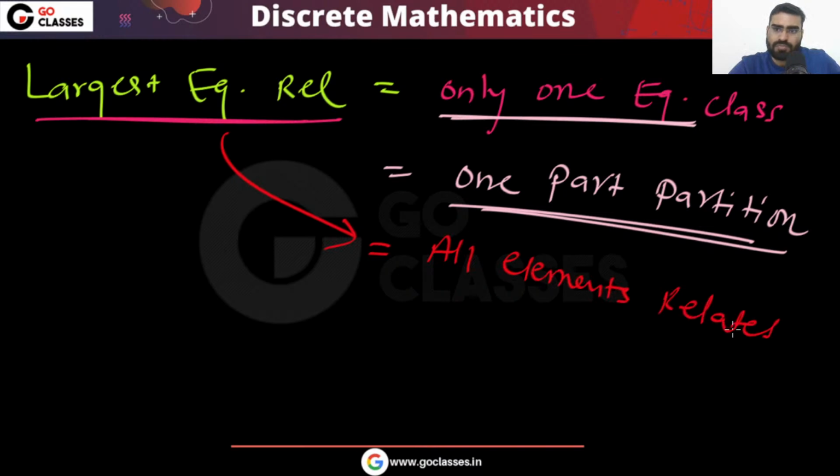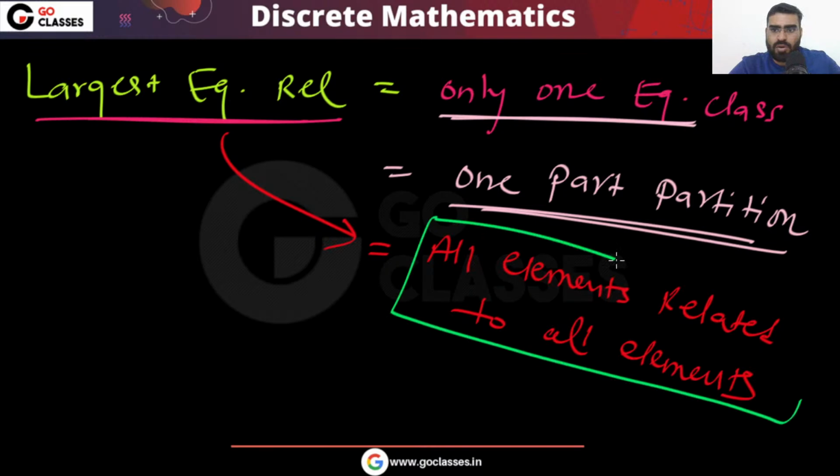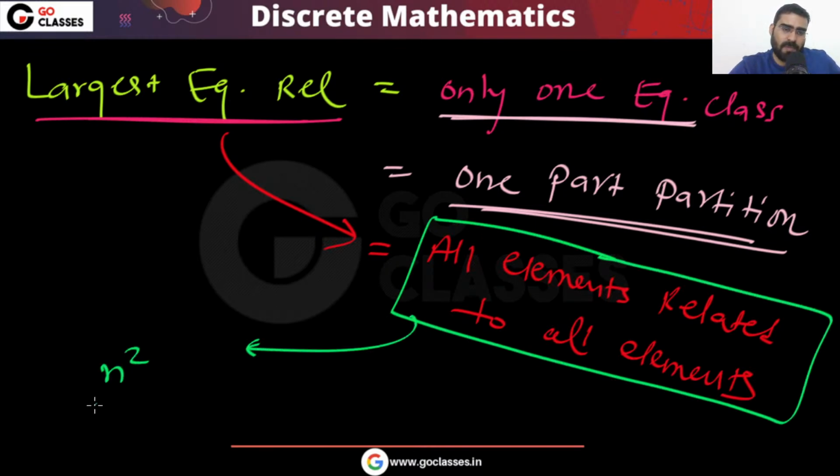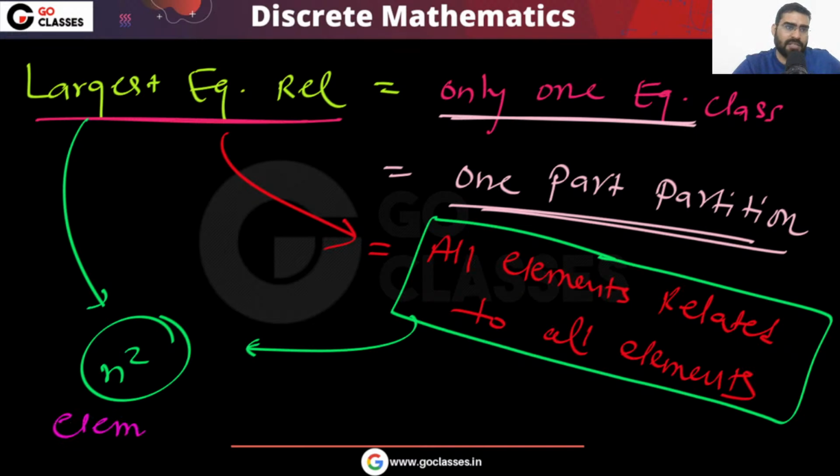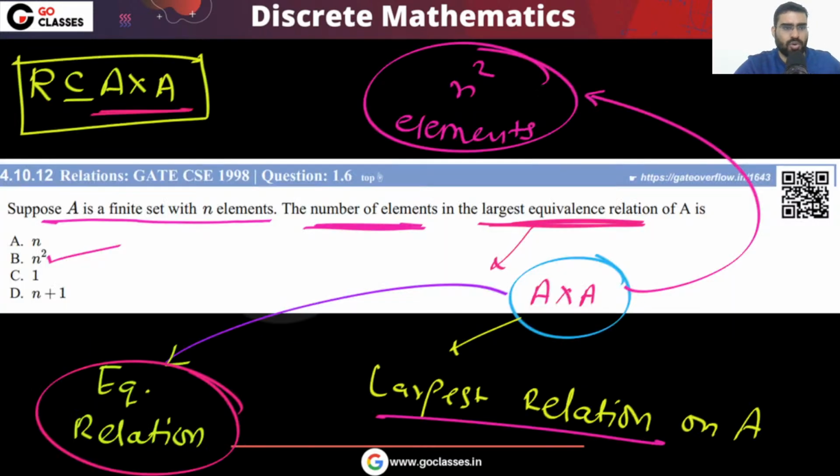All elements are related to all elements. Every element is related to every element. And that is your n square. So this will be the largest equivalence relation cardinality. That will be n square ordered pairs. So this is your answer, n square. For this question, the answer will be n square.